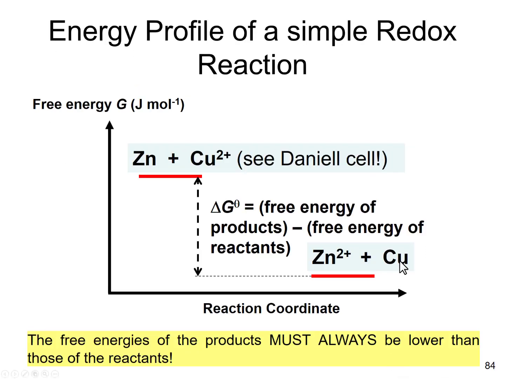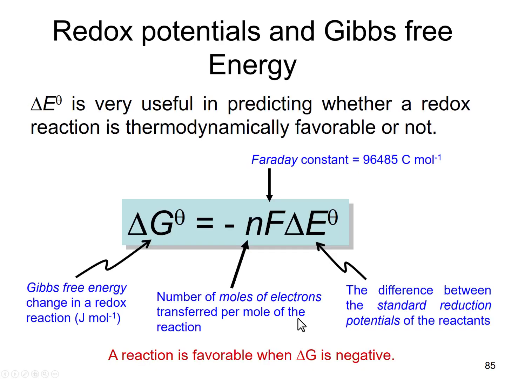So let's look at a simple energy profile of a redox reaction. Again, we are using the Daniell cell, or the Daniell element, as an example. And before the reaction, you have zinc solid reacting with copper 2+ ion to form zinc 2+ ion and copper solid. Now, the Gibbs free energy of the products must be more negative compared to those of the reactants before the reaction. In order to quantify the Gibbs free energy, you can use this particular equation.